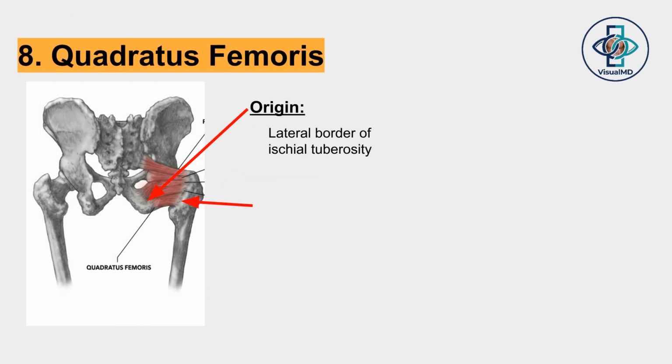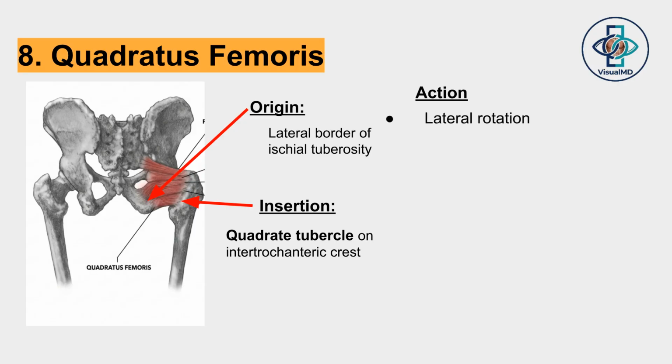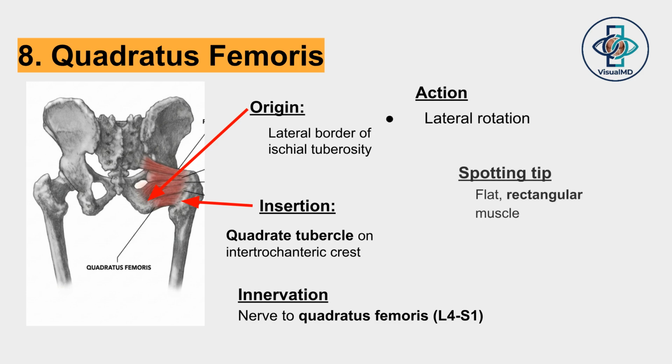Quadratus femoris. Quadratus femoris muscle originates from the lateral border of the ischial tuberosity and inserts on the quadrate tubercle on the intertrochanteric crest. Its action is lateral rotation, innervated by the nerve to quadratus femoris. This is a flat rectangular muscle.